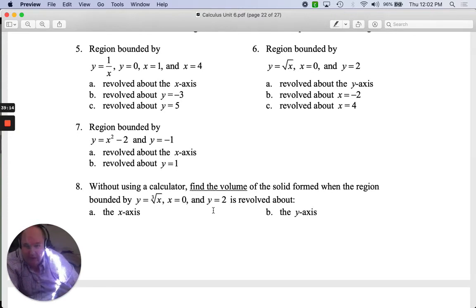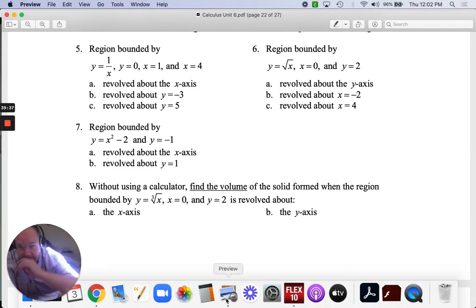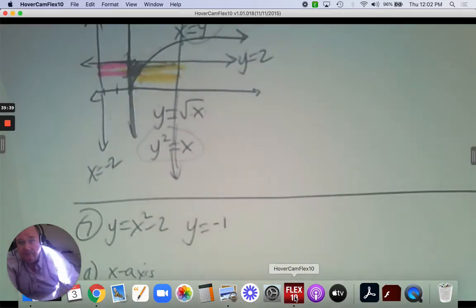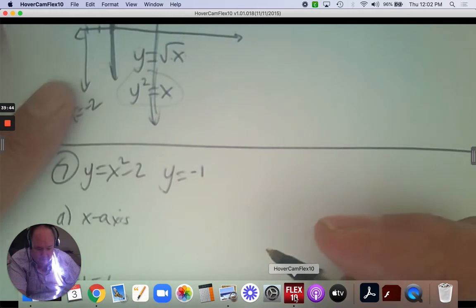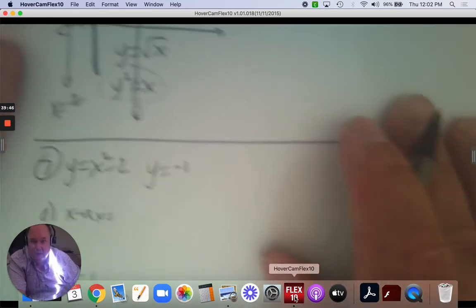So the region bounded by y equals x squared subtract 2 and y equals negative 1. And then revolve it about the x-axis and revolve it about y equals 1. All right, so step 1 is to sketch it. Are you able to sketch these two things? The parabola and y equals negative 1. I bet you can. I'm going to do it here on the right.